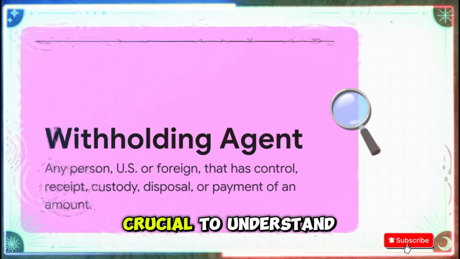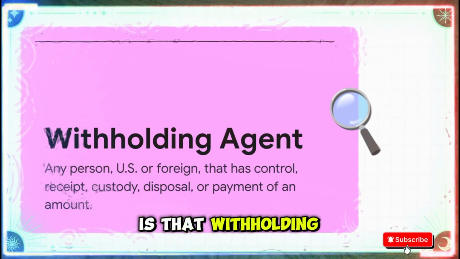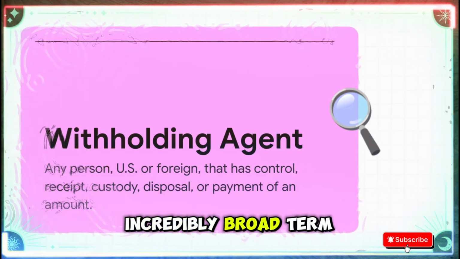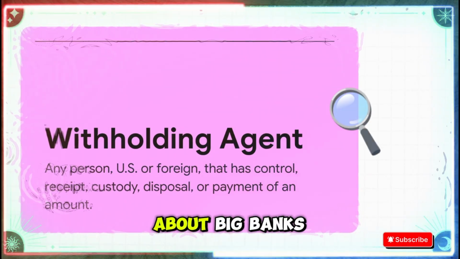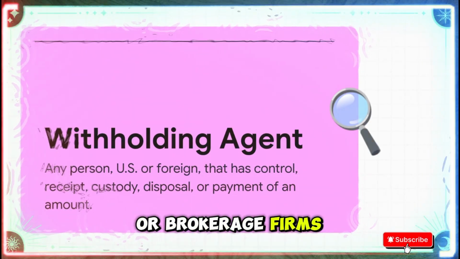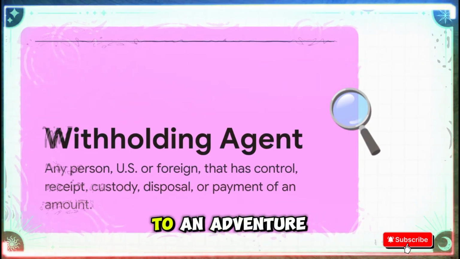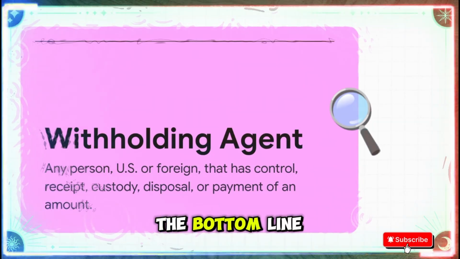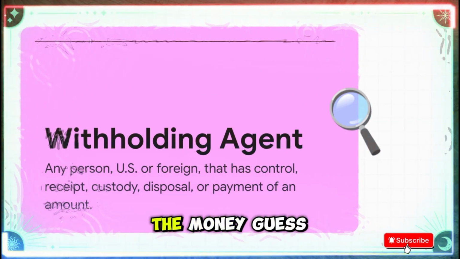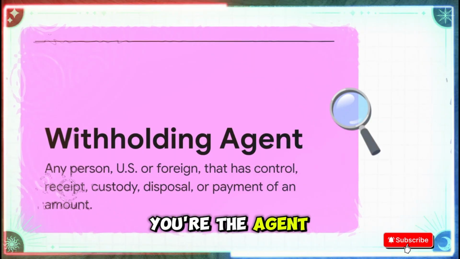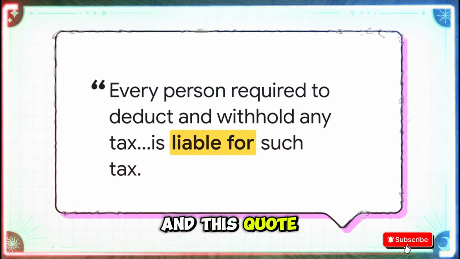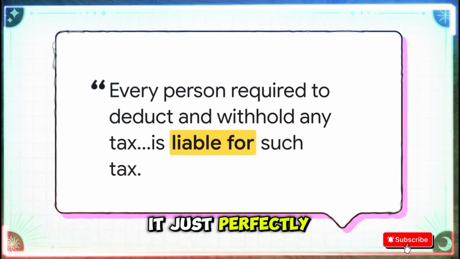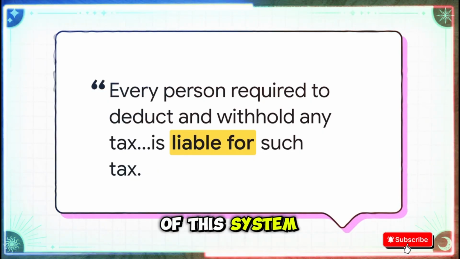And what's so crucial to understand here is that withholding agent is an incredibly broad term. This isn't just about big banks or brokerage firms. It could be a company paying a royalty to an author overseas, or even just an individual paying interest. The bottom line is simple. If you control the money, guess what? You're the agent. And this quote, man, it just perfectly illustrates the power of this system.